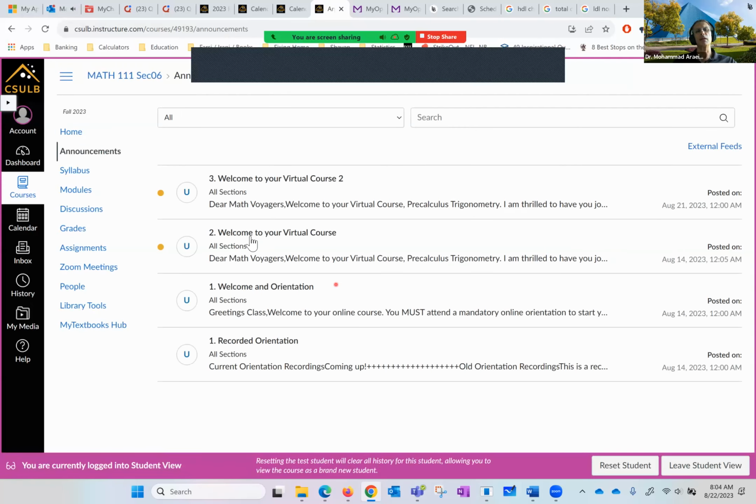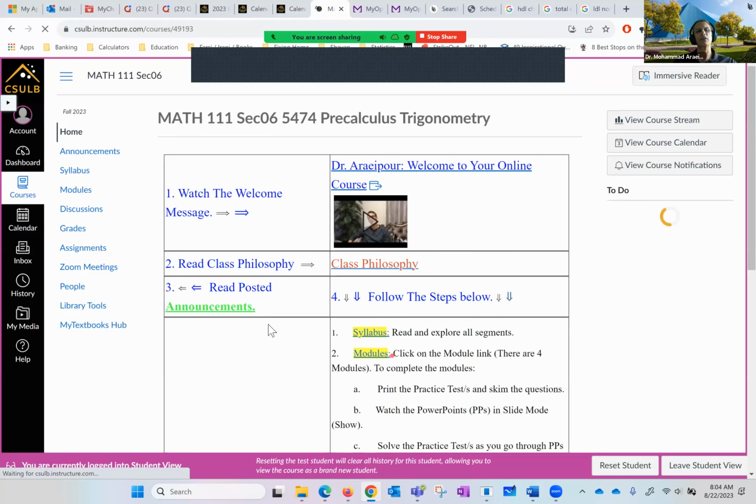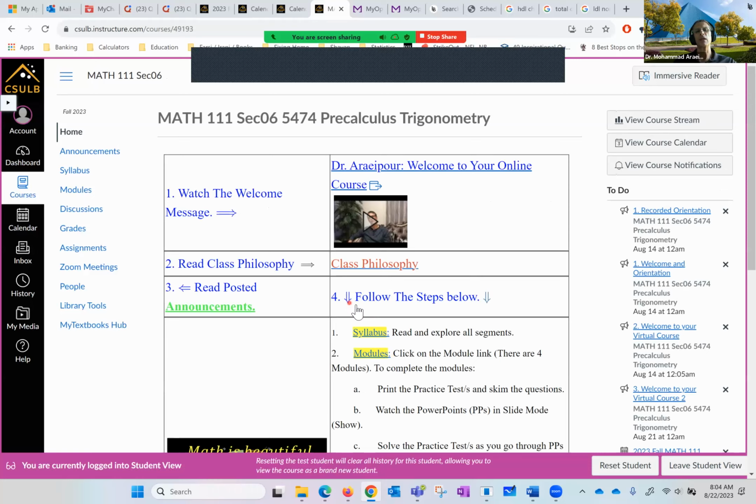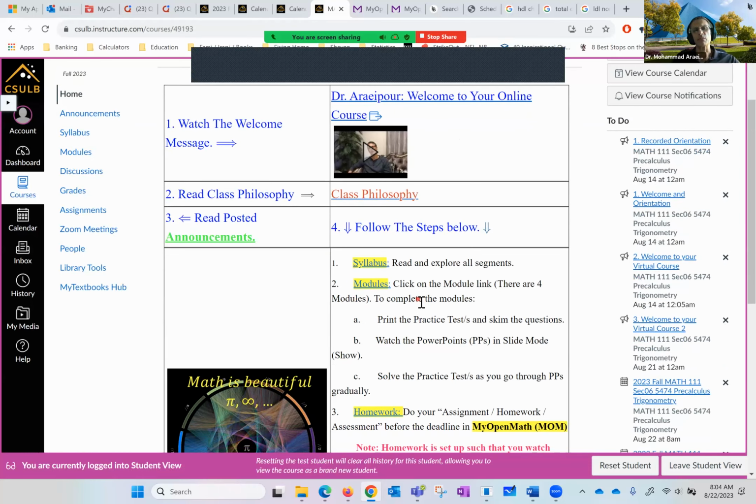And there were a couple of emails sent to you. Welcome to your virtual course. One of them was a week in advance. One of them was a couple of days ago. So going back to the home page after number 3, we have number 4. And here are the steps. First, I want to quickly go over all of them. Then we spend some time on them.